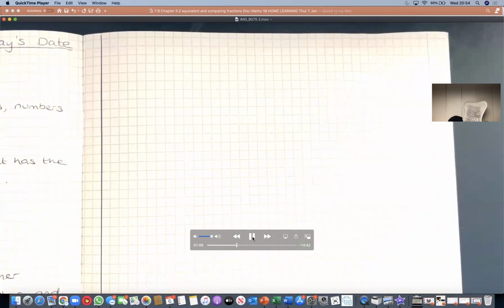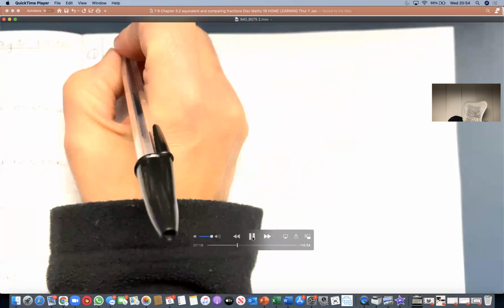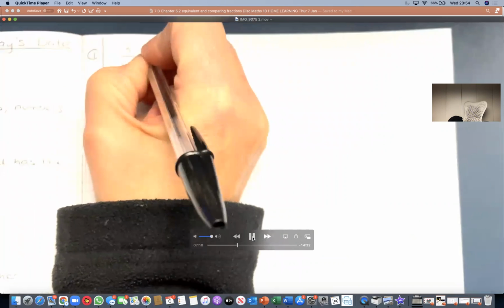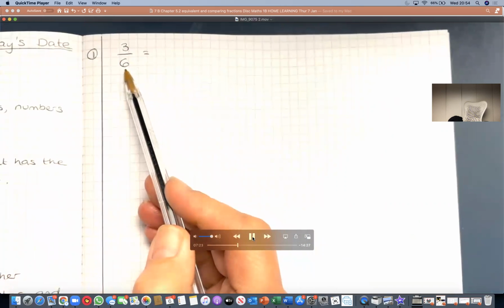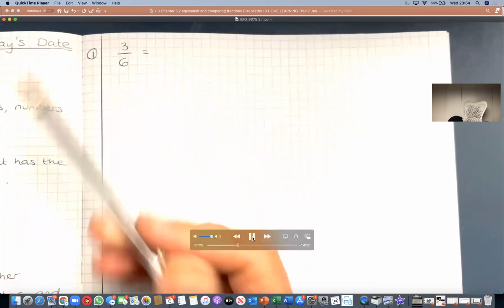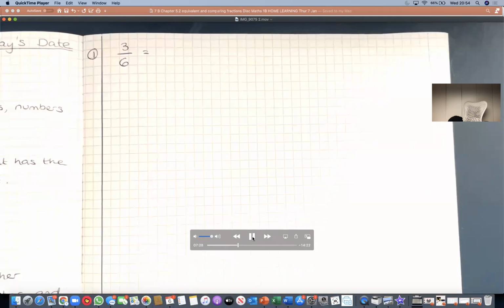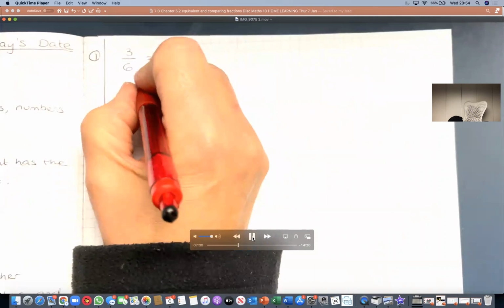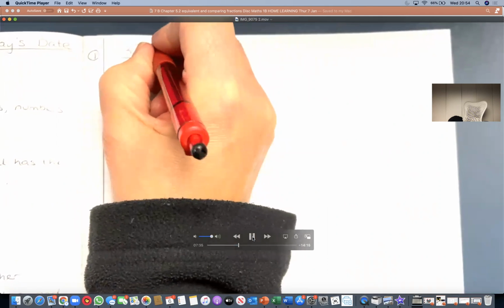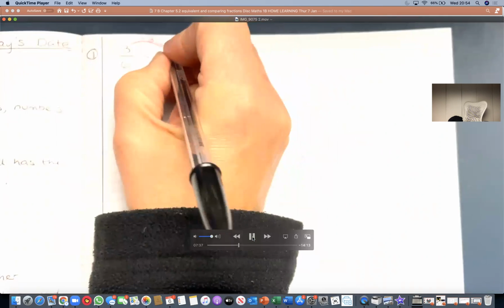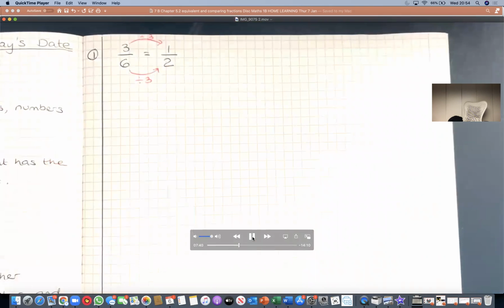Let's do some quick examples. Nice and easy, but just to practice what we're doing. So if I start with 3 over 6, we know that 3 is a factor of 6, or indeed 6 is a multiple of 3. Both numbers are in the 3 times table, and therefore I can divide both the numerator and the denominator by 3, which is going to simplify my fraction to 1/2.